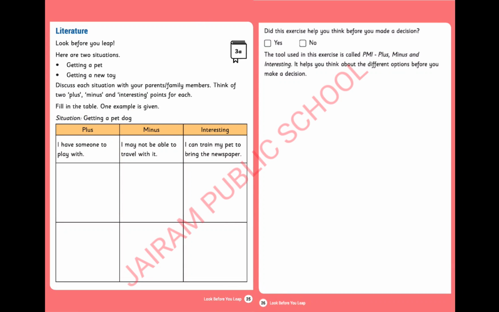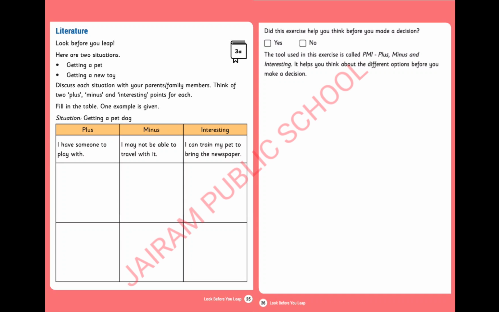Yes, first we are going to see the companion activity number 3A. Third lesson, first activity in companion book. Okay, page number 25. Look before you leap. That is the title of this activity. Look before you leap means what? Yes, look before you leap means think before you act.